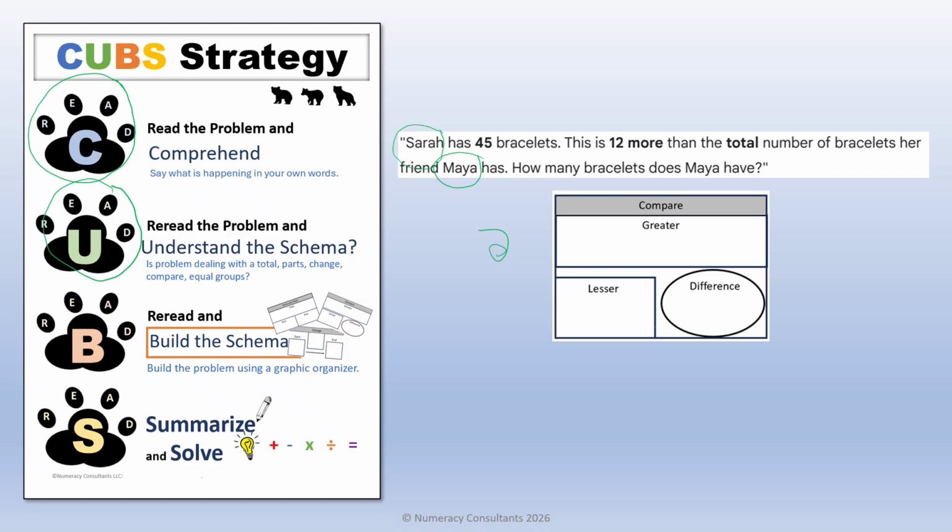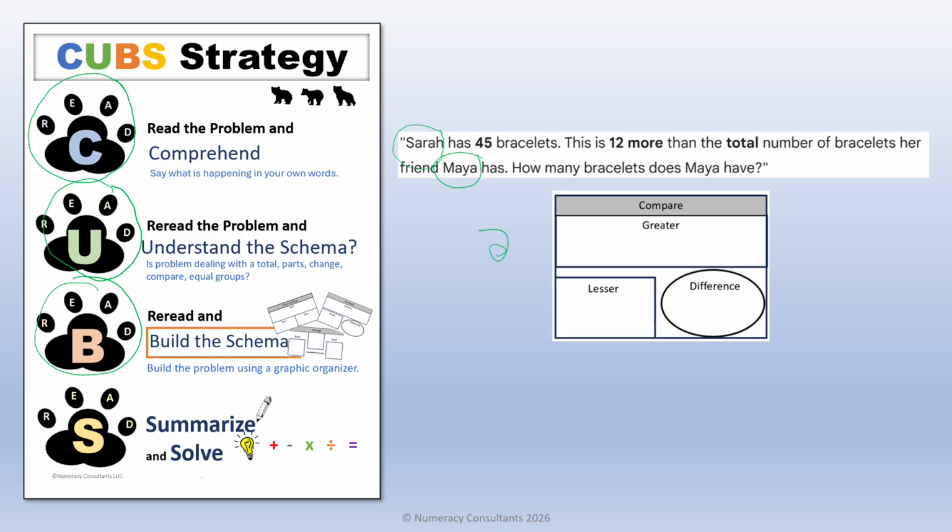So we've identified that this is a comparison problem. Now this is going to help us understand, because for this particular problem, it says 12 more, and your kids may be thinking, well, am I supposed to add? How do I solve this? Okay, so we know this now. We have to go through and build the schema. Okay, so compare the greater.